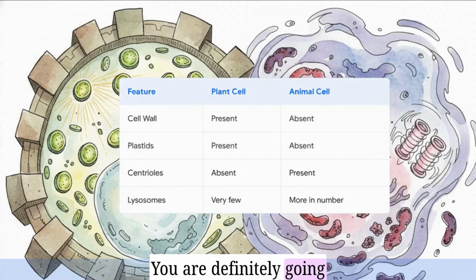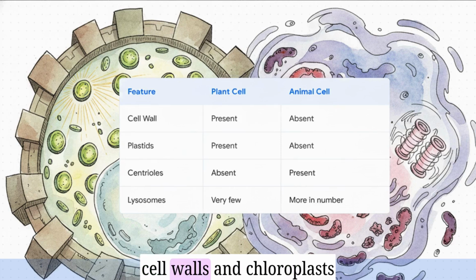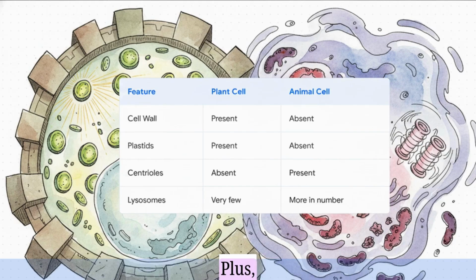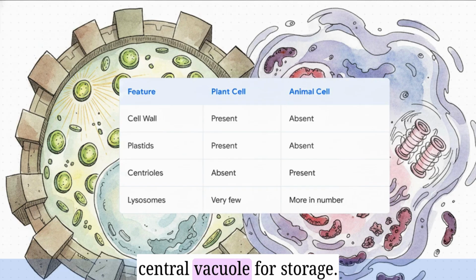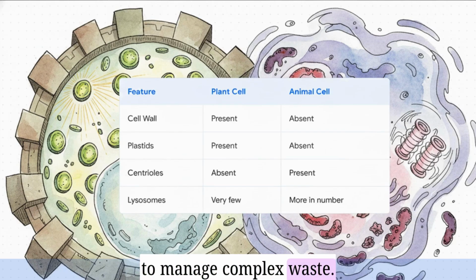You are definitely going to want to memorize this table because it is exam gold. Plant factories are built like fortresses, right? They have rigid outer cell walls and chloroplasts so they can manufacture their own food from sunlight. Plus, they have one massive central vacuole for storage. Animal factories, on the other hand, don't have those rigid walls. They rely heavily on centrioles to help them divide. And because they consume food rather than making it themselves, they have way more lysosomes to manage complex waste.